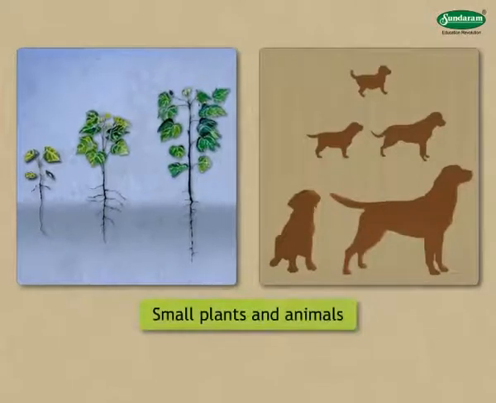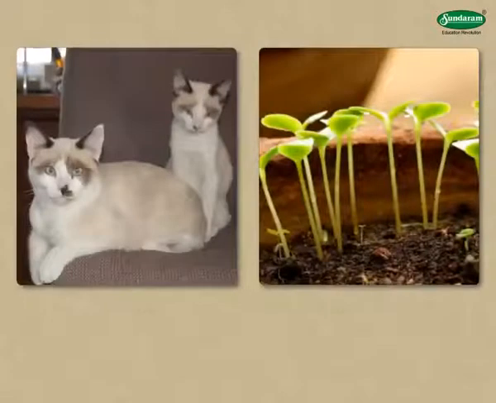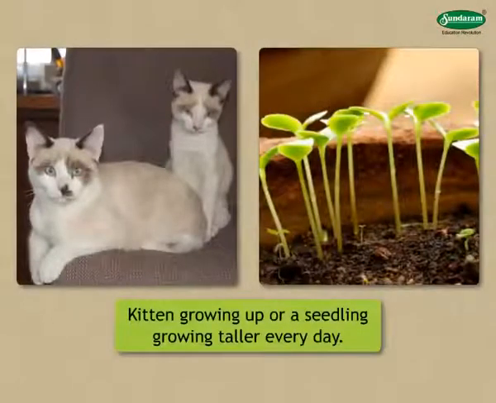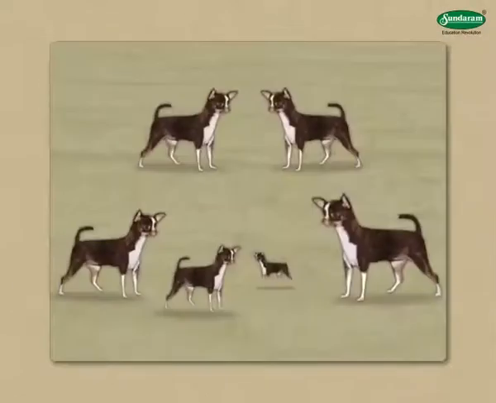We see living things growing day by day. Growth is one of the important characteristics of living things. We see small plants and animals around us growing bigger day by day. You must have seen a kitten growing up or a seedling growing taller every day. Animals grow for a definite period of time.